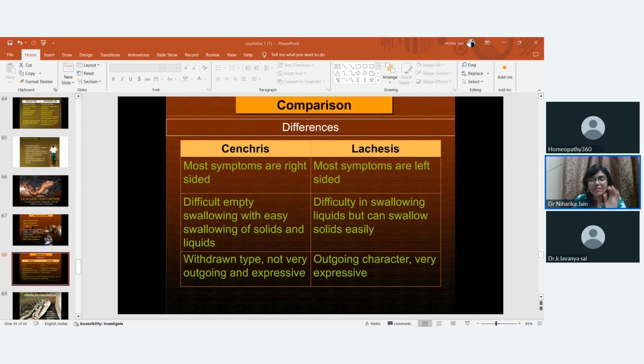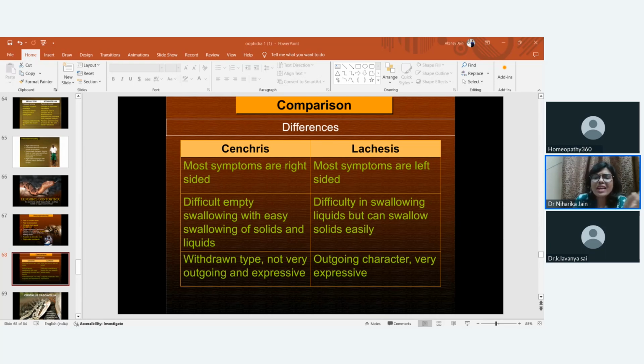We have only 7 minutes, so we are covering this fast. Cenchris and Lachesis: in Cenchris most symptoms are right-sided, and in Lachesis most symptoms are left-sided. In Cenchris, there is difficult empty swallowing after easy swallowing of solid and liquid. But in Lachesis, there is difficulty swallowing liquid but they can swallow solid easily.